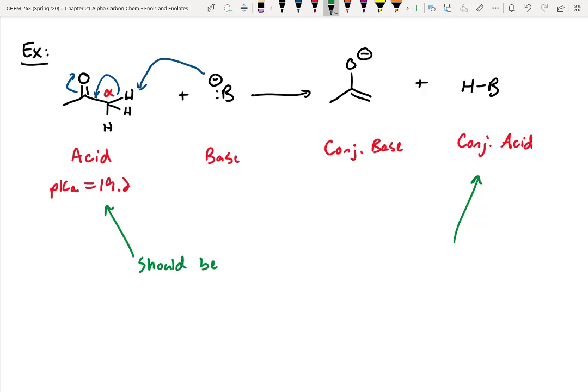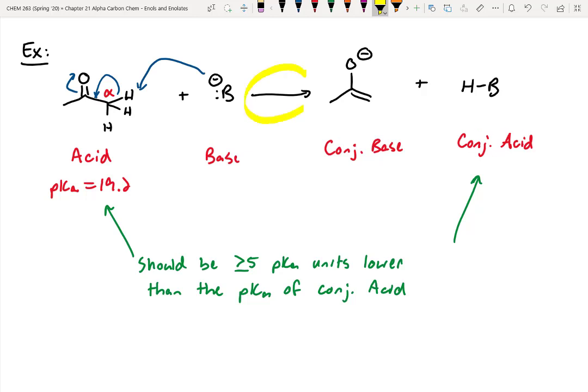Should be greater than 5 pKa, actually greater or equal to 5 pKa units lower than the pKa of your conjugate acid. And by doing that, this reaction arrow essentially is no longer under equilibrium conditions, right? Meaning we're pushing the reaction all the way to completion.